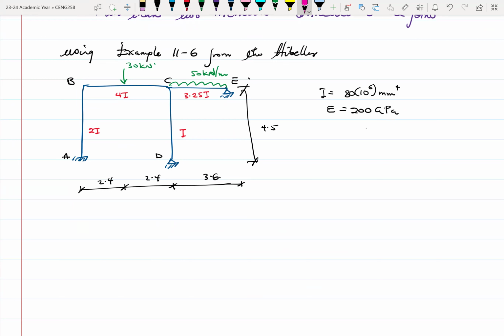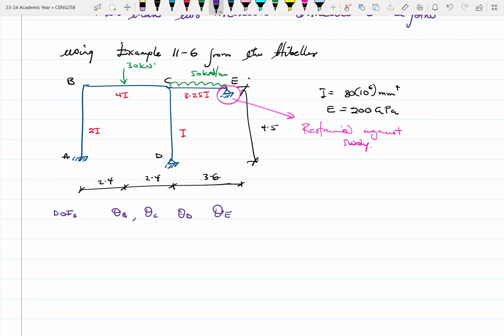Here, because the support at A is provided, there's some restraint, or it's fully restrained against sway. So in this case there won't be any sway. This is a non-sway situation. Our DOFs would be theta B, theta C, theta D, and theta E.